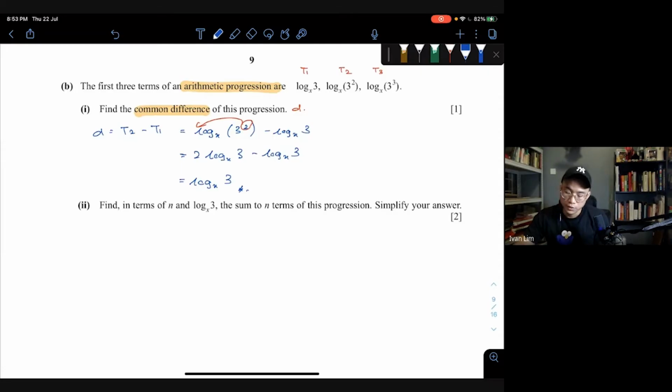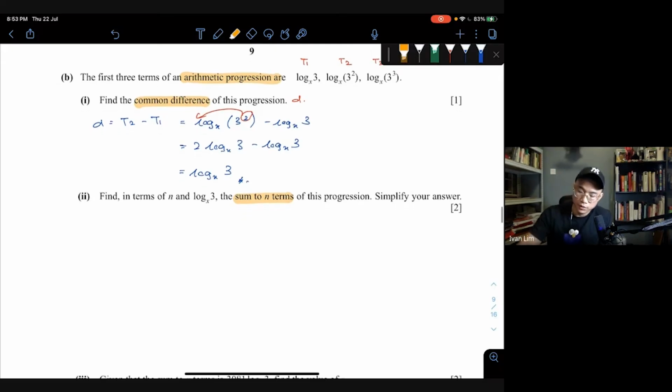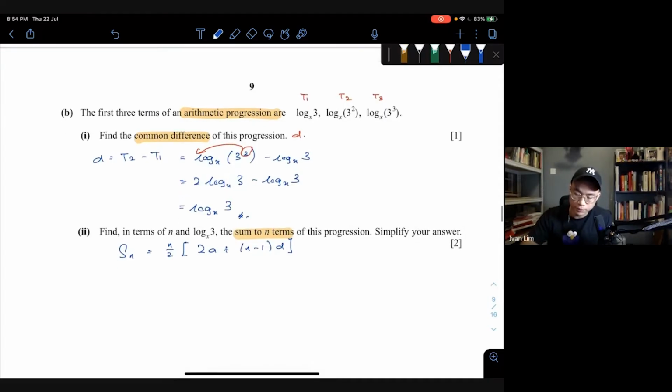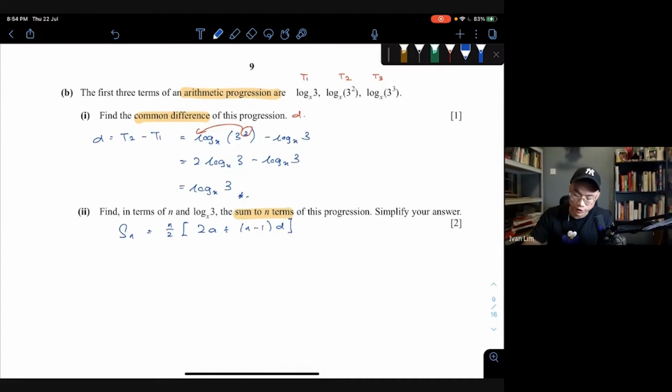Okay, next one. Find, in terms of n and log x3, the sum to n terms of this progression. Simplify your answer. Okay, so the sum of n terms for an arithmetic progression, S n, is equal to n over 2, 2a plus n minus 1 d. Okay, so I got d, I just found, and a will be my first term, which is also log x3.